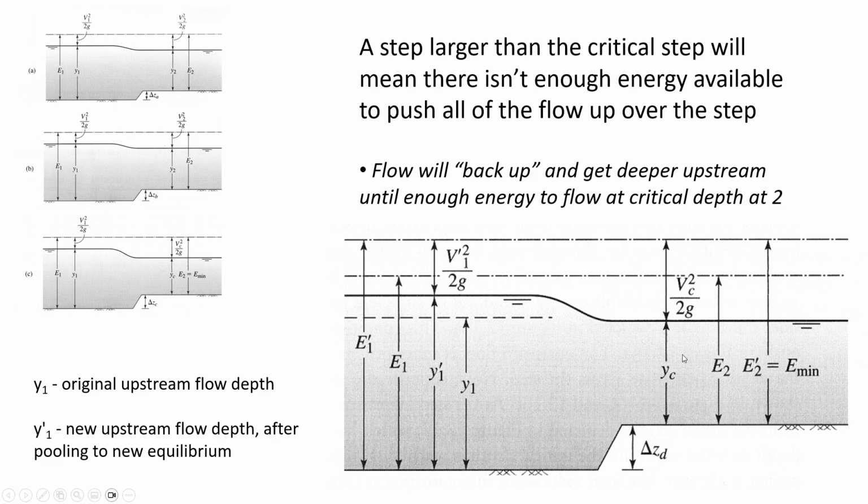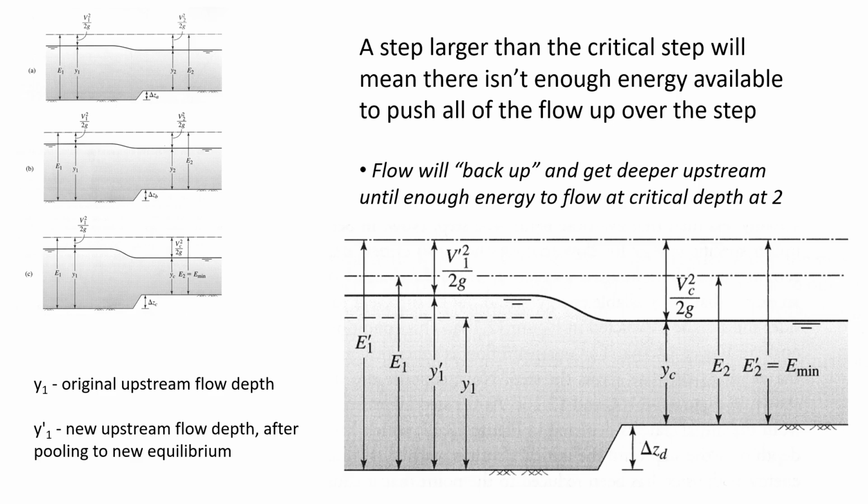And then downstream, the water is going to flow at the critical depth. Why will it flow at Yc? Because that's the most efficient depth. It's the most efficient depth because it's the depth that has the least amount of specific energy for a certain flow rate. So think of it as currency.